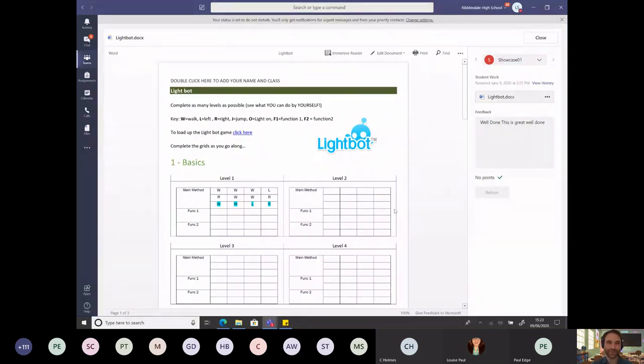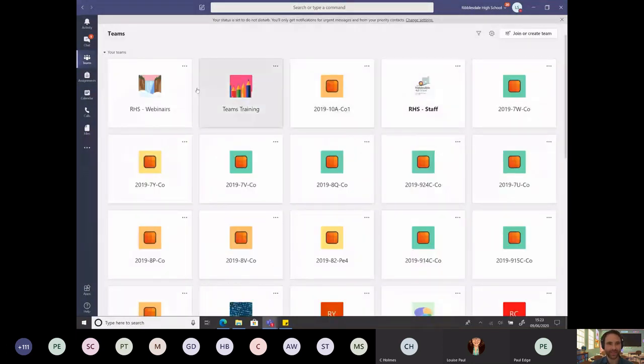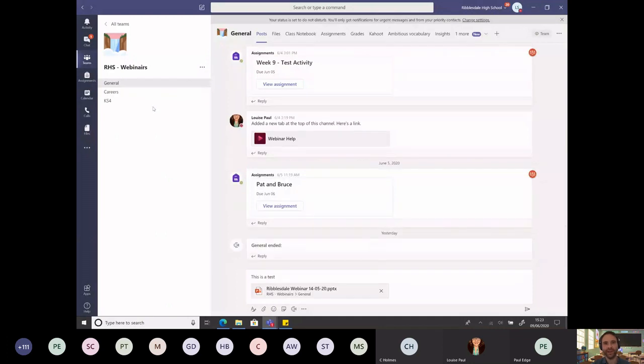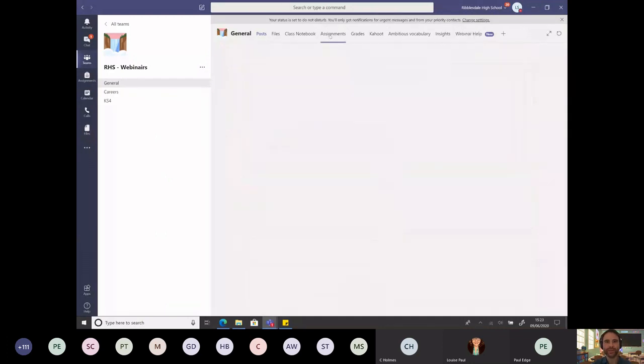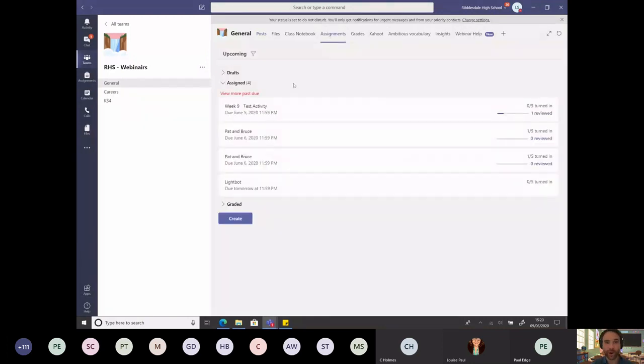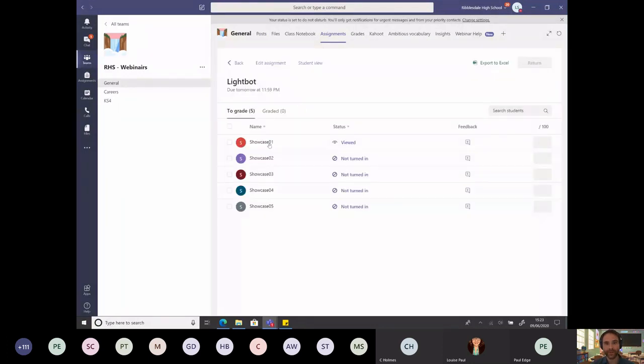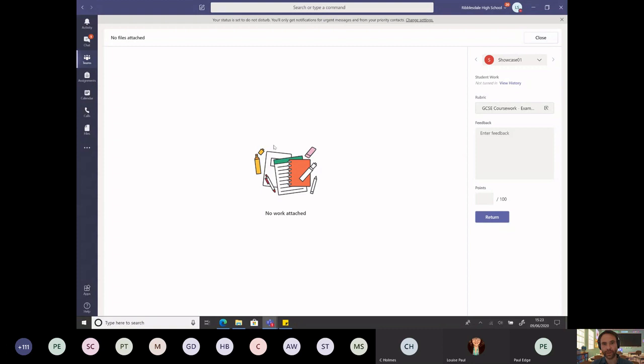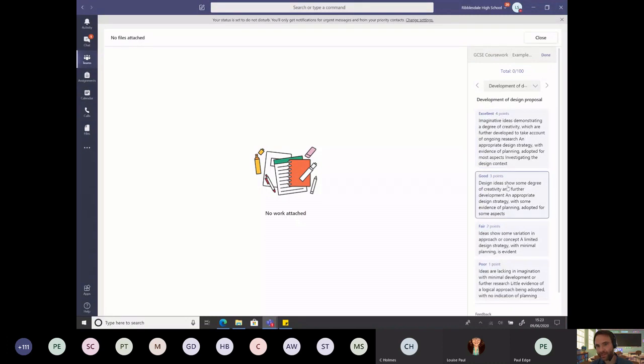So it's a really nice function there. And just to show you, because that assignment doesn't have the rubric on, just to show you how it looks if you are marking some work with a rubric. Okay, so for example, if I was marking this student's work, the rubric appears here, and I can click that, and there is the rubric.